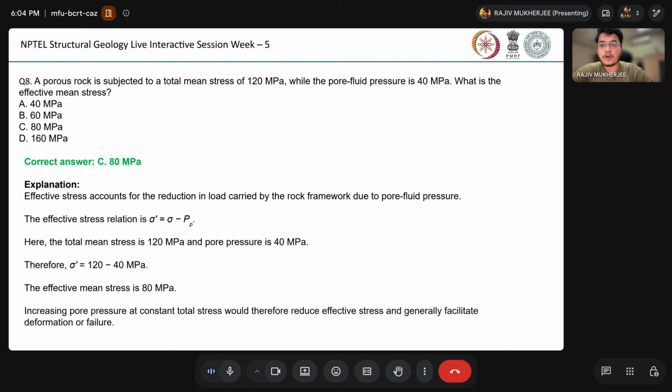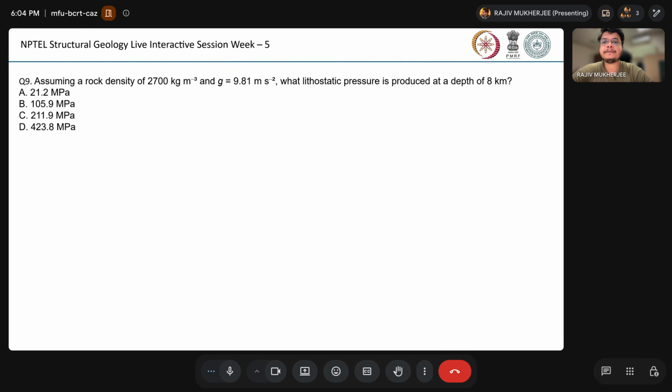So increasing pore pressure at constant total stress would therefore reduce effective stress and generally facilitate deformation or failure. So that's the role of pore pressure, to actually reduce the effective stress, right? Okay, so this was easy, question number 8. Now let us move on to question number 9, and that is a standard question.